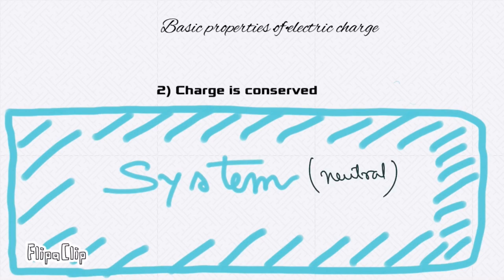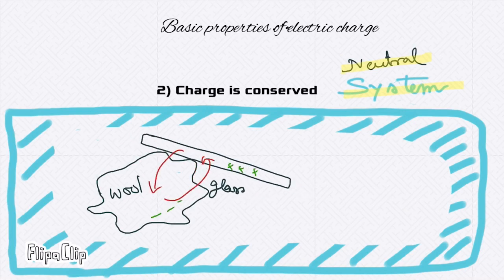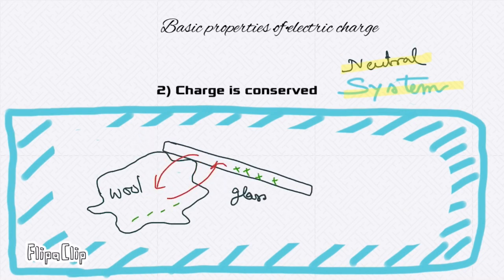Now let us consider a system. Let's say the system is a neutral one, and it contains two objects, a woolen cloth and a glass rod. The wool and the glass both separately are neutral, as well as the whole system. Now if we rub the glass rod with the woolen cloth, then charges would be transferred from one to the other, and the glass rod would be positively charged and the wool would be negatively charged. Now we have two objects that are charged differently, but the whole system is neutral.